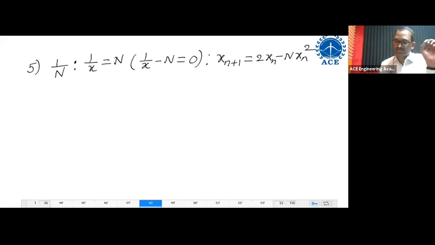Numerical methods different, numerical ability different. Numerical ability means that is aptitude. Numerical methods means this is maths.